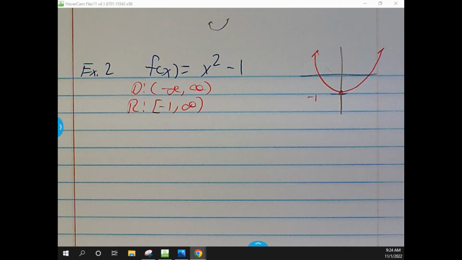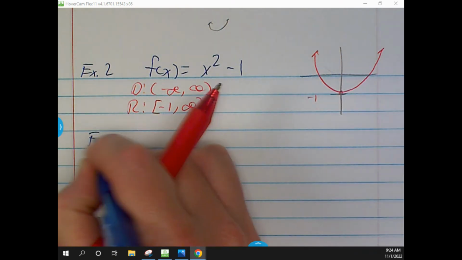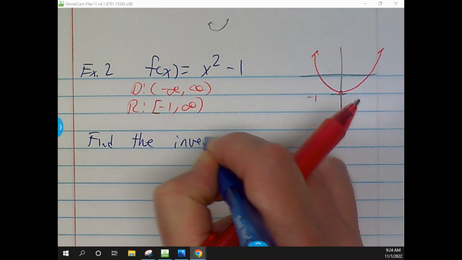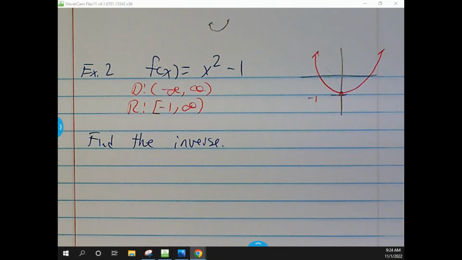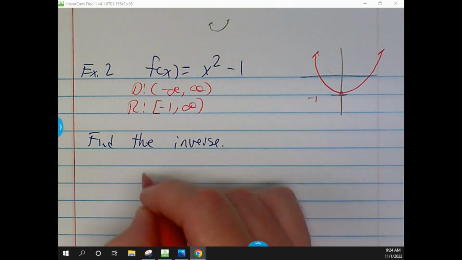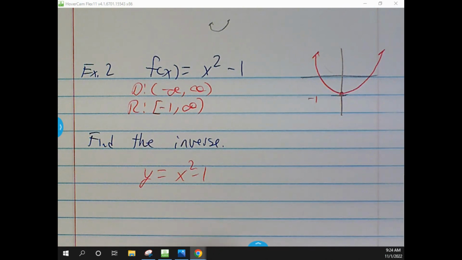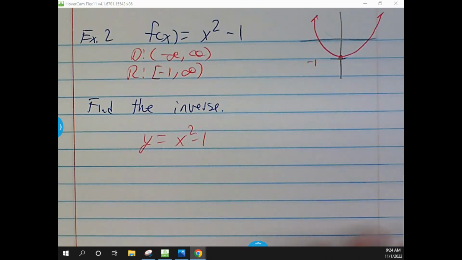Just a sketch, not super detailed, but just kind of thinking about it. Okay, so now let's go ahead and find the inverse of f of x equals x squared minus 1. I always like to do the first thing: take this f of x and just rewrite it as y equals x squared minus 1, so we can get that out of the way without having to rewrite it once again.